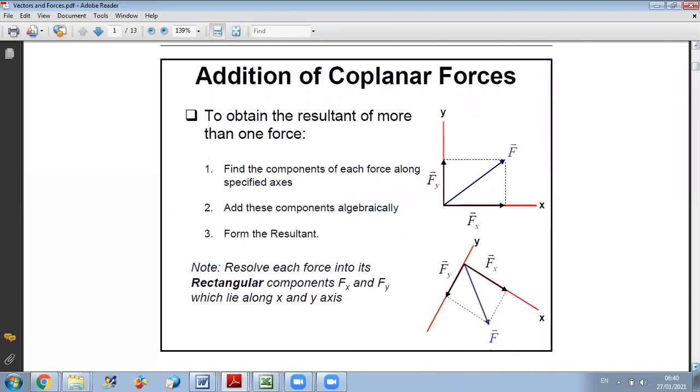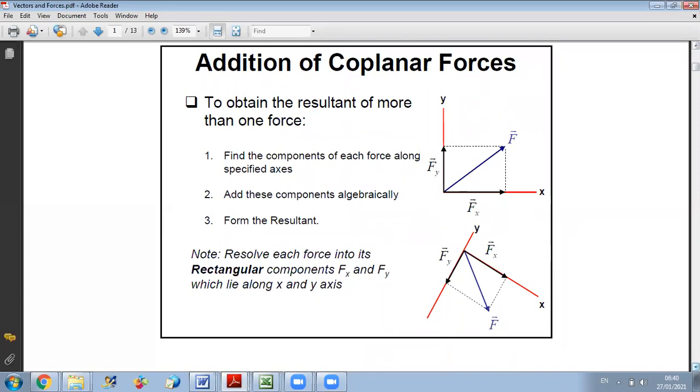Here, if I have any force, I can decompose it into a frame into components. For example, here force F is divided into X and Y components. If I want to add forces using the analytical method, all I have to do is to find for all forces the components along X and the components along Y, and then the resultant force will be obtained by adding the X components together and adding the Y components together.